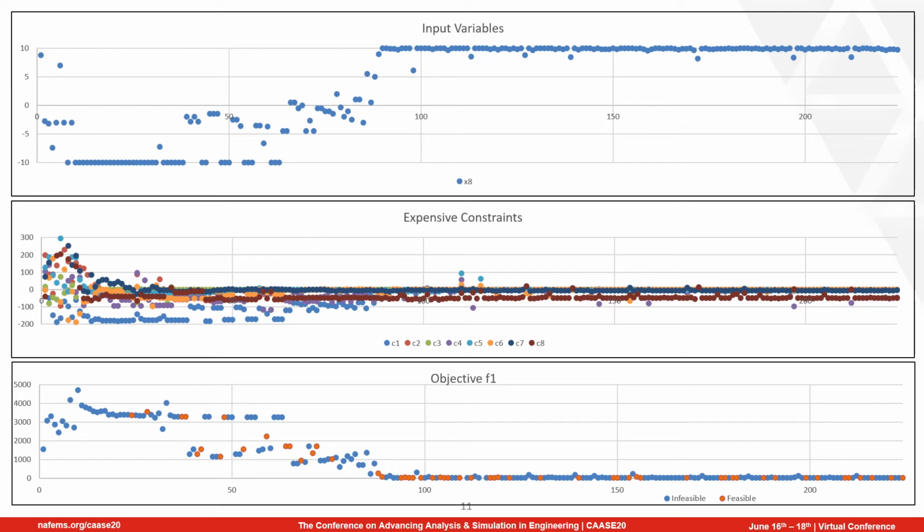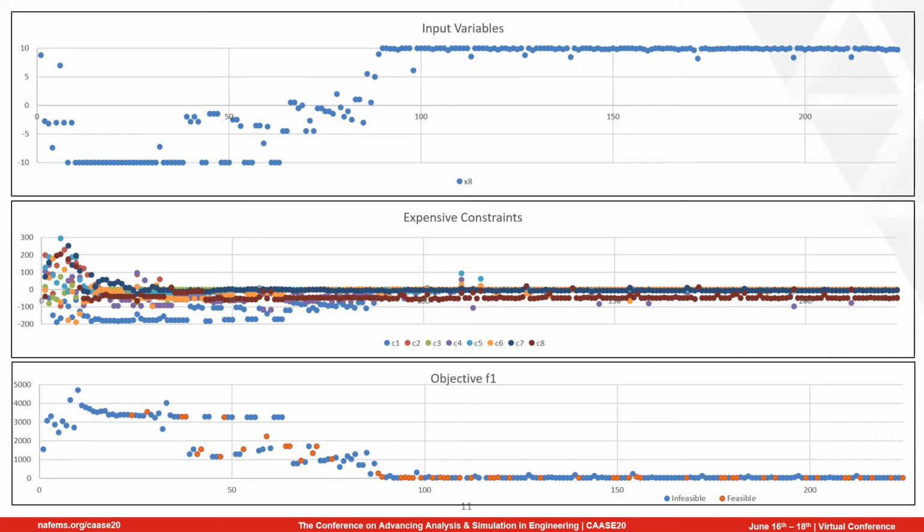So the upper plot is the value of input variables, where I only plot x8 just to keep things simple, and the x-axis is the number of simulation calls or function evaluations. This is a run with a budget of 250 function evaluations. And the center plot is the value of expensive constraints. Any expensive constraint value greater than 0 is a violation, and that design is considered as an infeasible design.